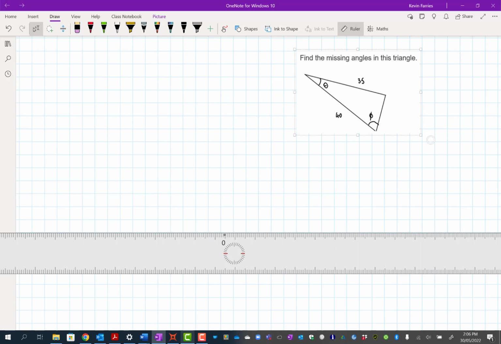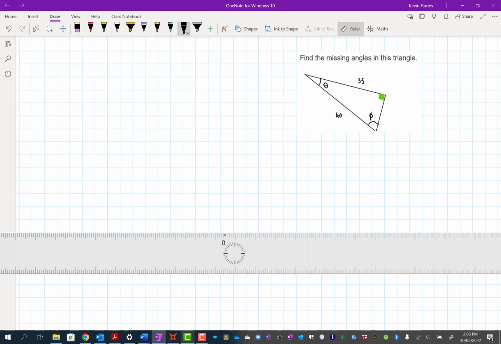In a previous example, if we've been given one of the angles and we know that it's a right angle triangle, so we know that this is a right angle, then we can just use the fact that the angles add up to 180 degrees to find the missing angle. In this case, we've got neither of the other two angles, so we're going to have to use SOHCAHTOA.